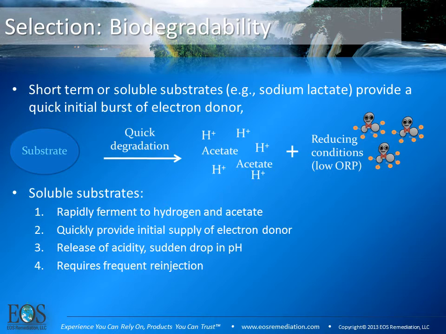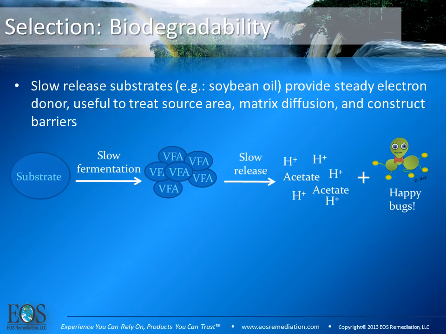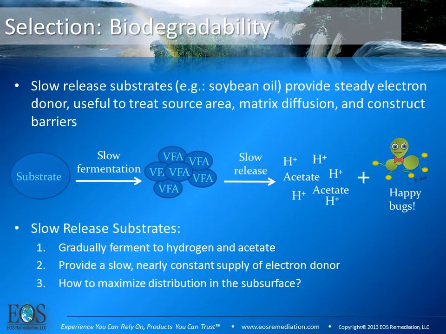Also, consider the acidity, that with that quick fermentation, you're going to get this sudden drop in pH. And when you compare that to a more slow release substrate like soybean oil, there's an additional step that the substrate has to take to get to that hydrogen. It actually has to ferment into volatile fatty acids. Those volatile fatty acids can then be further degraded into hydrogen and acetic acid. The take-home message here is a slower release substrate is going to give you a more gradual fermentation. It's going to give you a slower, more constant supply of that electron donor, because it has to go through a two-step process.